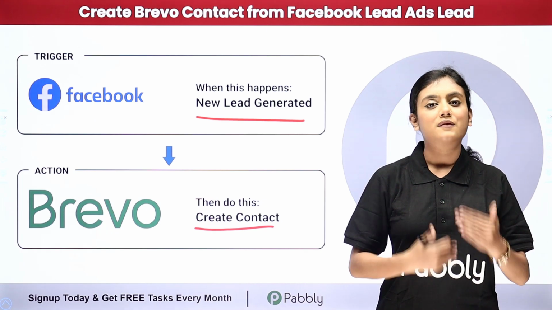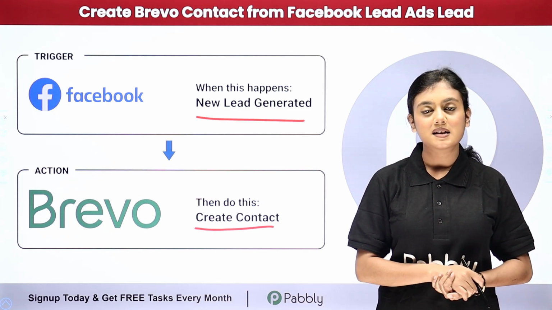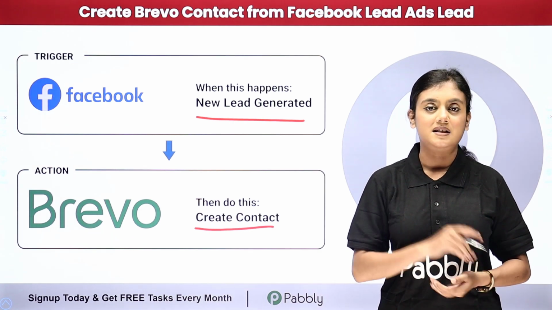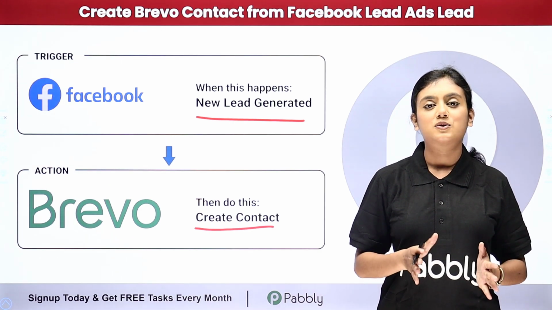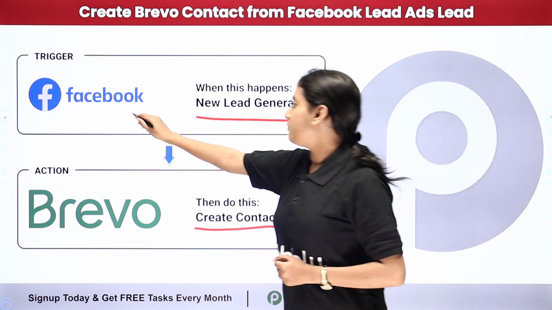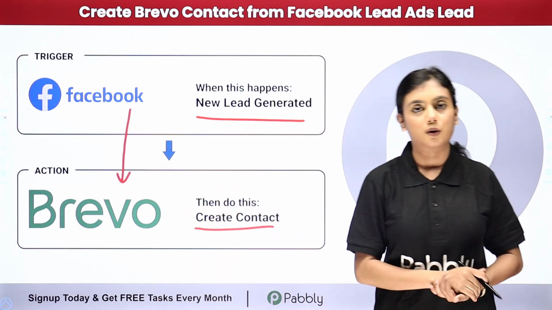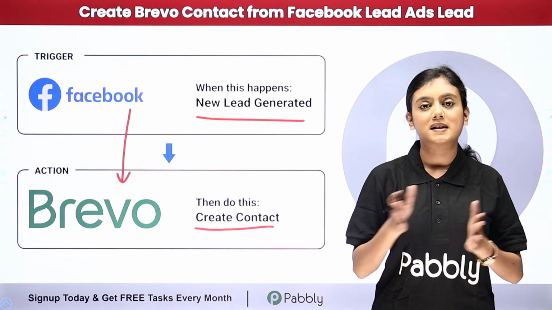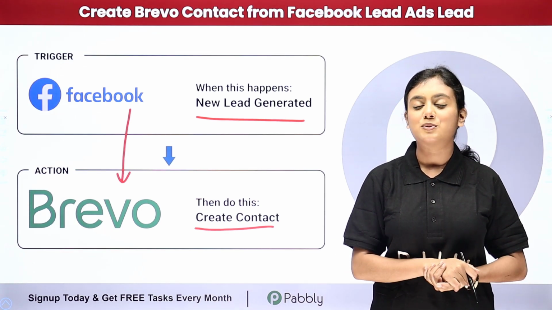So what I've done is I've simply automated this entire process with the help of Pabbly Connect, which is an amazing automation and integration software. And here in this automation, I'm going to build a connection between Facebook lead ads and Brevo with the help of it. So if you also want to learn about this amazing automation process step by step, for that let me take you to my screen.